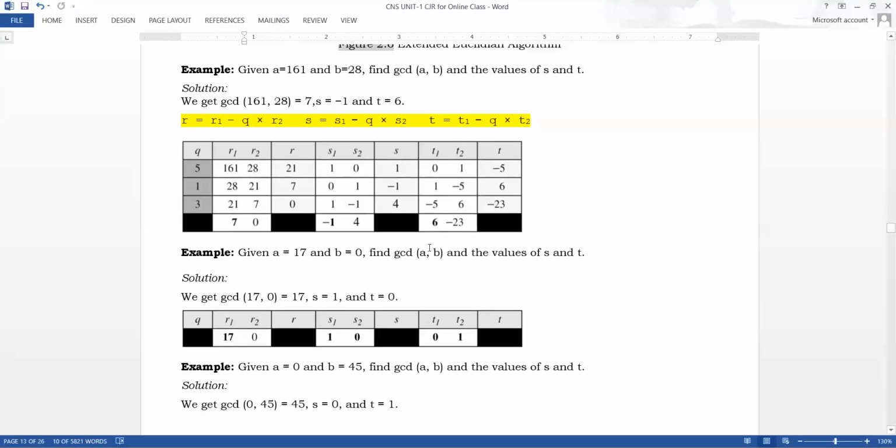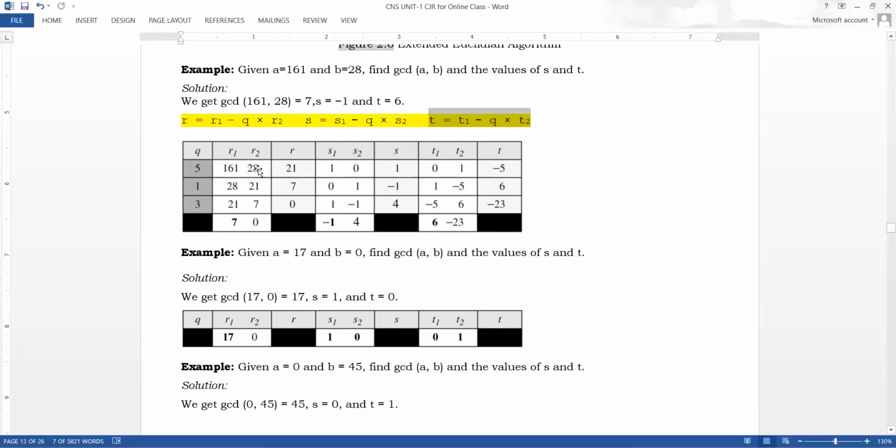Now, given two values, A equal to 161, B equal to 28, we need to find the GCD of A comma B and the values of S and T. So here are the equation for finding the R value, the equation for finding the S value, and the equation for finding the T value. These are the equations we have to use in the process. First of all, let us create a table: quotient, R1, R2 values, R1 by R2 with the remainder noted as R, S1, S2 values, and S to be calculated, T1, T2 values, and T to be calculated.